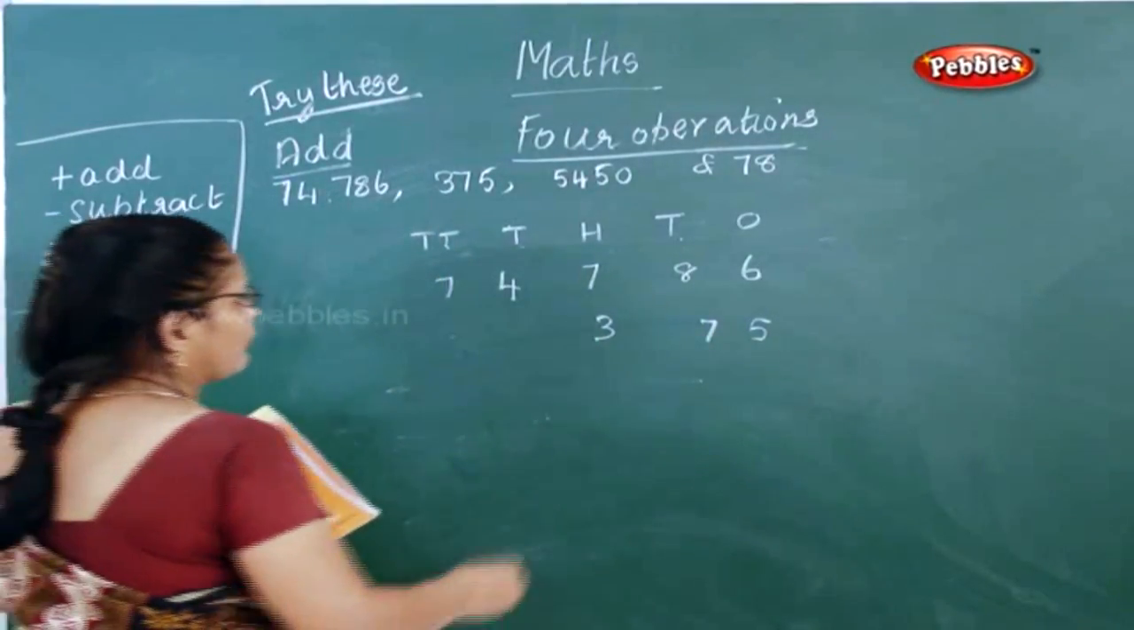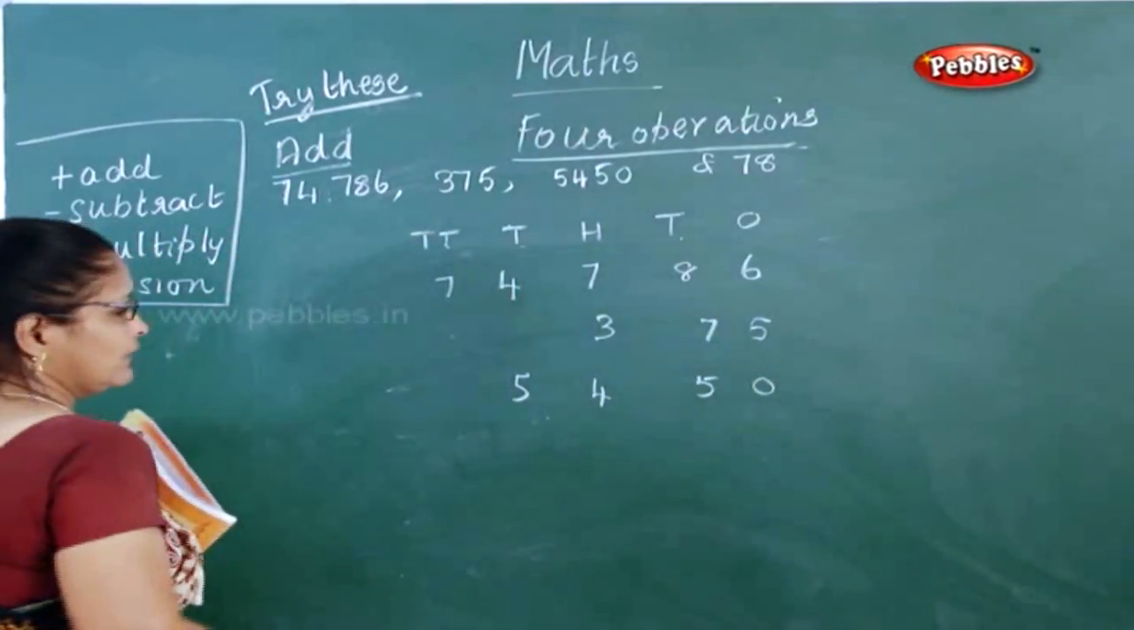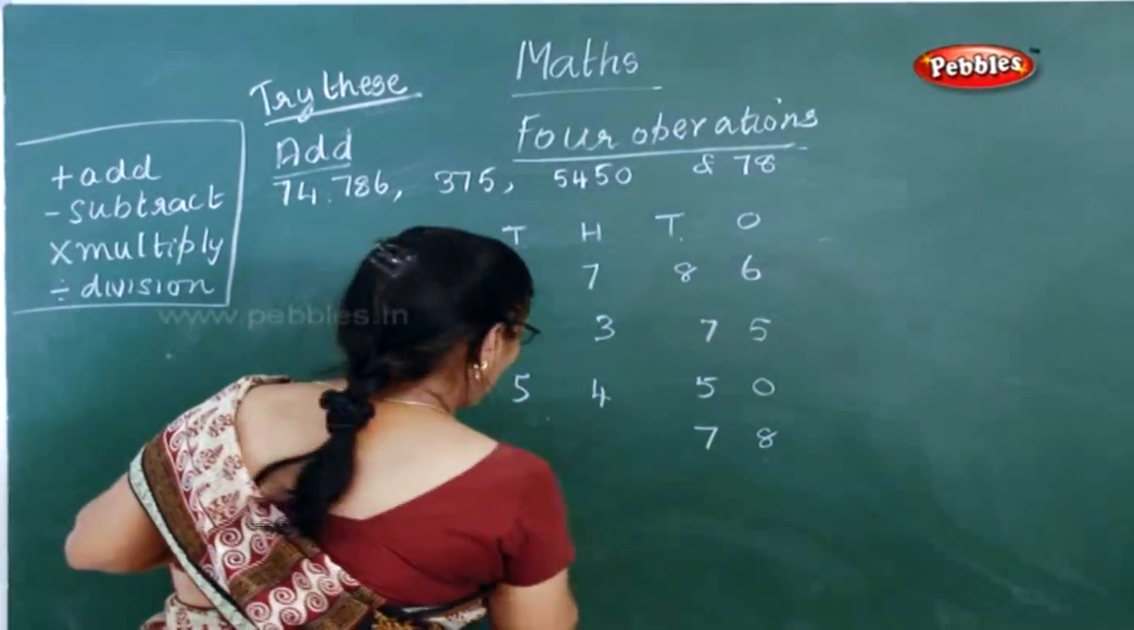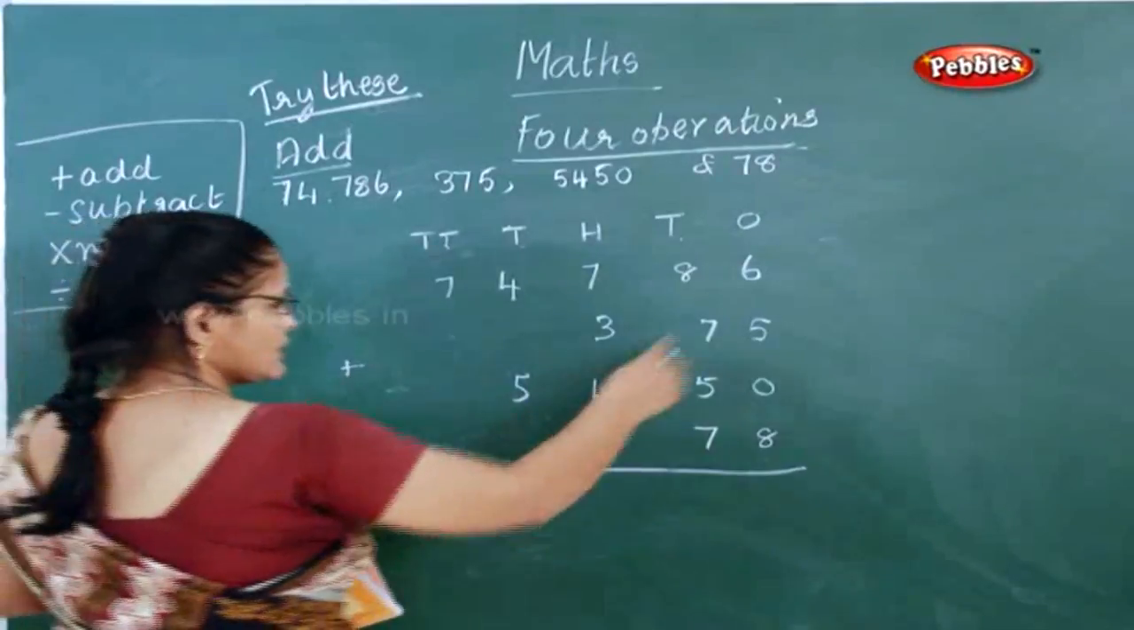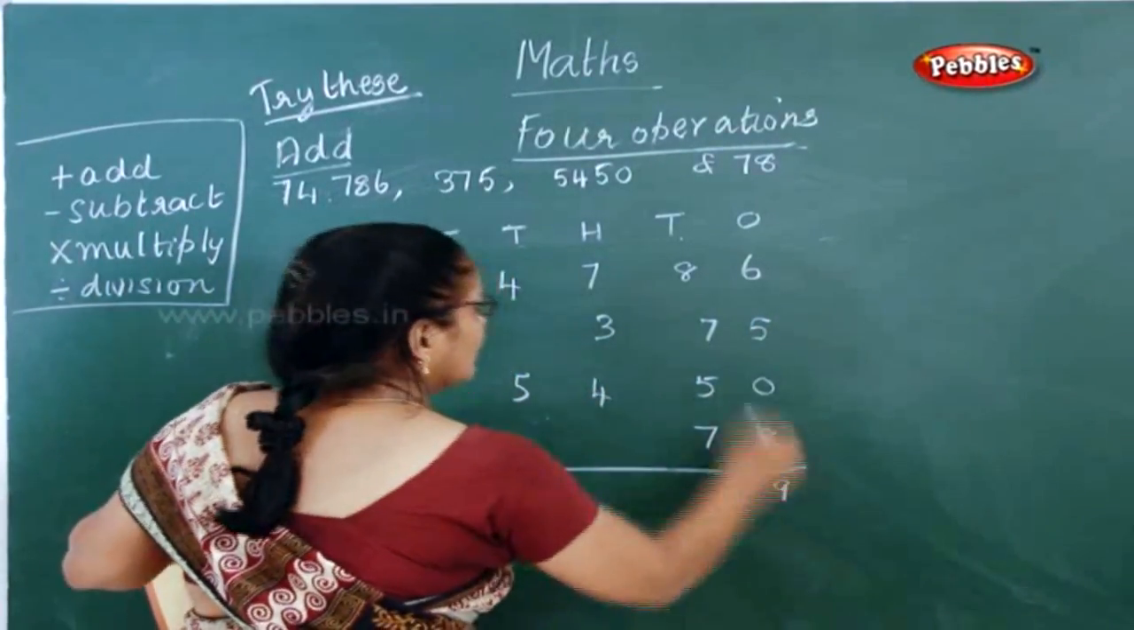Now what is the next? 5450: 5, 4, 5, 0. Now next one is what? 7, 8. Now you have to add it. Now 6 plus 5, 11. 11 plus 8, 19. 1 here.